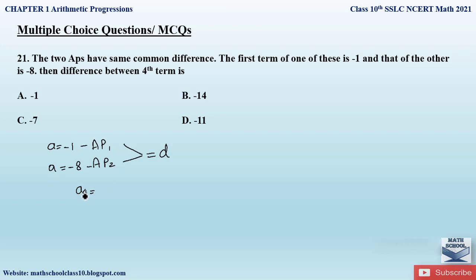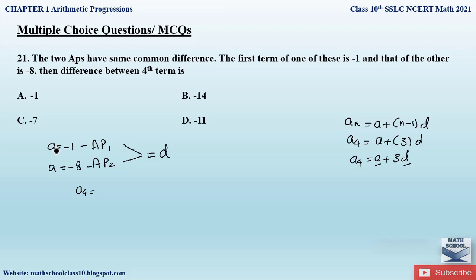Now how do we find out the fourth term? The fourth term can be found out by using the nth term formula, which is an is equal to a plus n minus 1 into d. Since we want the fourth term, let us substitute n equal to 4. So a4 is equal to a plus 4 minus 1, which is 3, into d, or it is a plus 3d. Right? So to find out the fourth term, we should know the a value and d value.